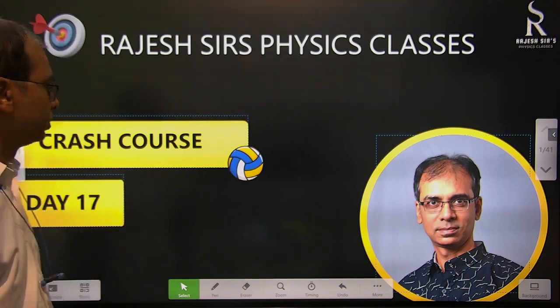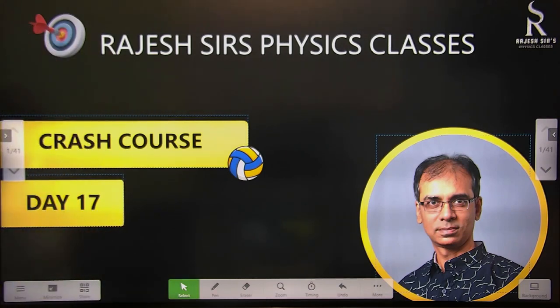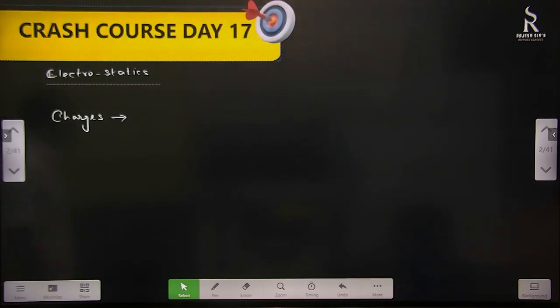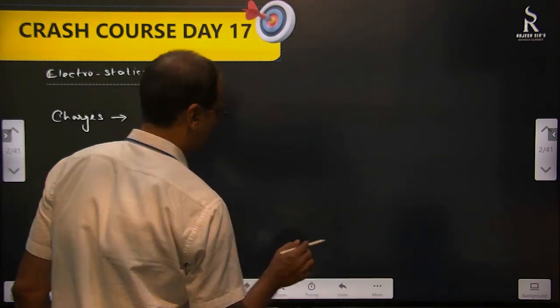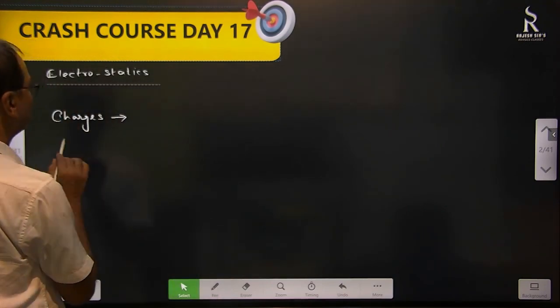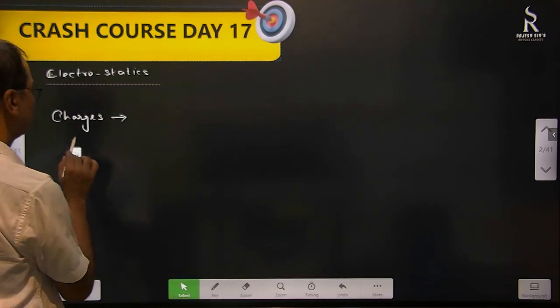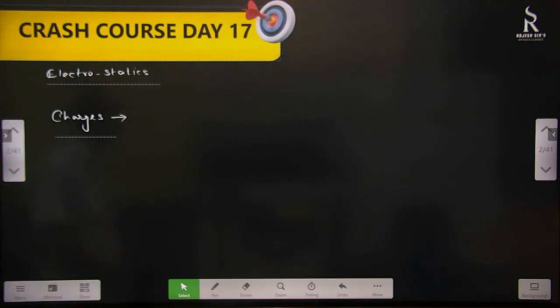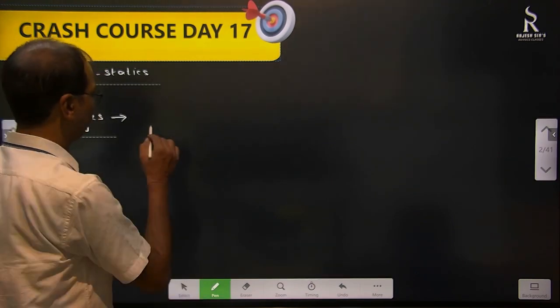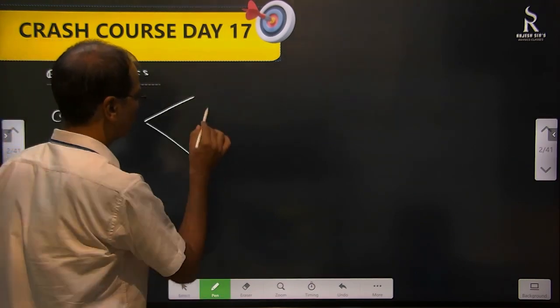All right. So let's go for day 17, and we are talking about electrostatics. The 12th portion has started, and it is the portion we are more familiar with because we finished it now only; we have written the board exam. So electrostatics: we know that this chapter is all about when the charge is at rest. Then it is about charges. Two types of charges we have: one is positive charge, the other one is negative charge.